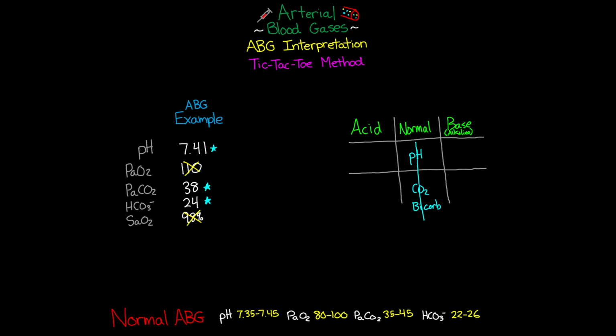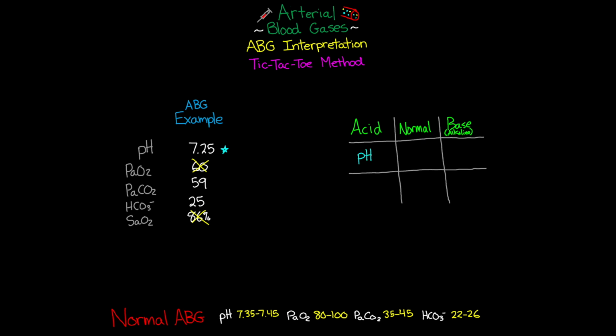All right, pretty easy example, I know. Let's go ahead and move on to another example for you guys. In this example, we're going to have a pH of 7.25, a PaO2 of 60, a PaCO2 of 59, a bicarb of 25, and an oxygen saturation of 86%. So once again, for the purpose of this interpretation, we are going to ignore these two values here. All right, and so once again, let's start with our pH. Here our value is 7.25. If we compare that to our normal values, 7.35 to 7.45, we can see that this value is lower than our normal value, and therefore we know that this pH is going to be acidic.